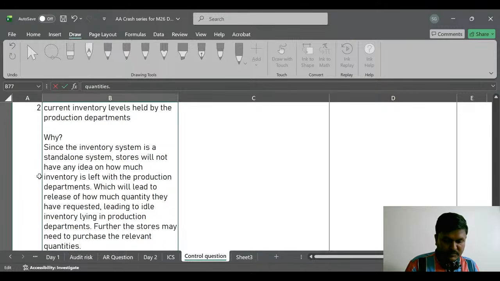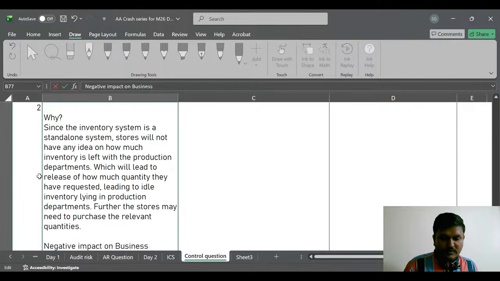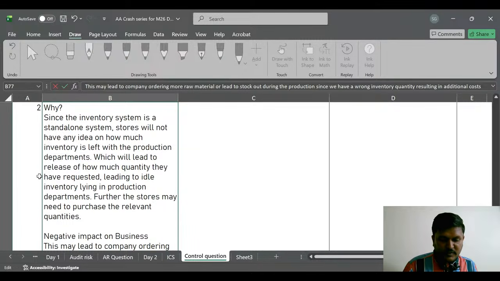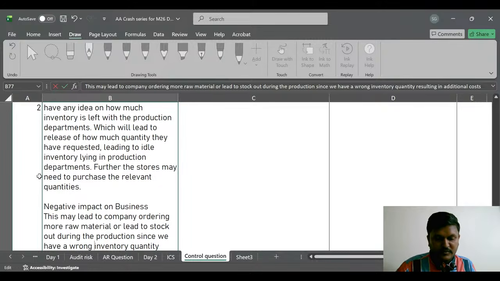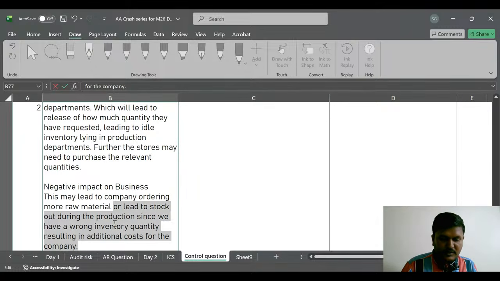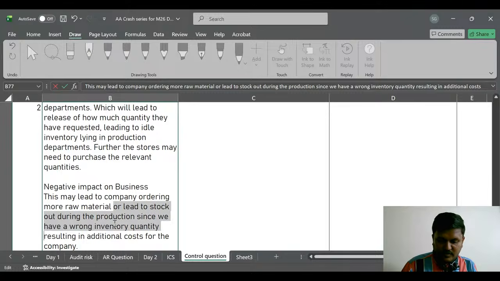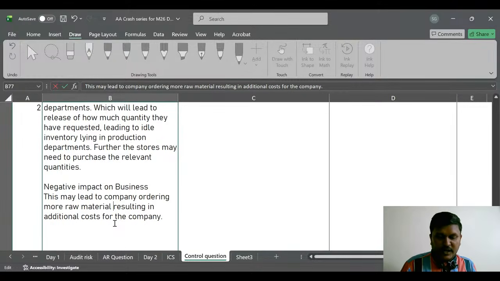Okay, so this would be why. Now what is it like, no negative impact on business? This may lead to the company ordering more raw material. Same thing only, this will lead to the company ordering more raw material, incurring, resulting in additional cost for the company. Same kind of effect only, resulting in additional cost for the company. This is your kind of thing.